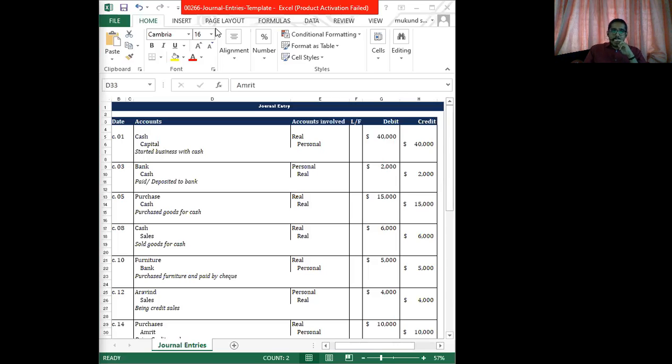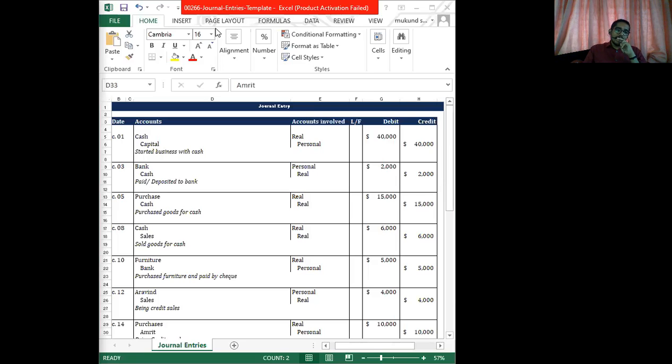Coming to December 8th, sold goods for cash rupees 6,000. So what comes in, what goes out? Cash comes in, right? 6,000 rupees cash comes in and 6,000 rupees worth of stock will go out of the business. So cash account debtor to sales.